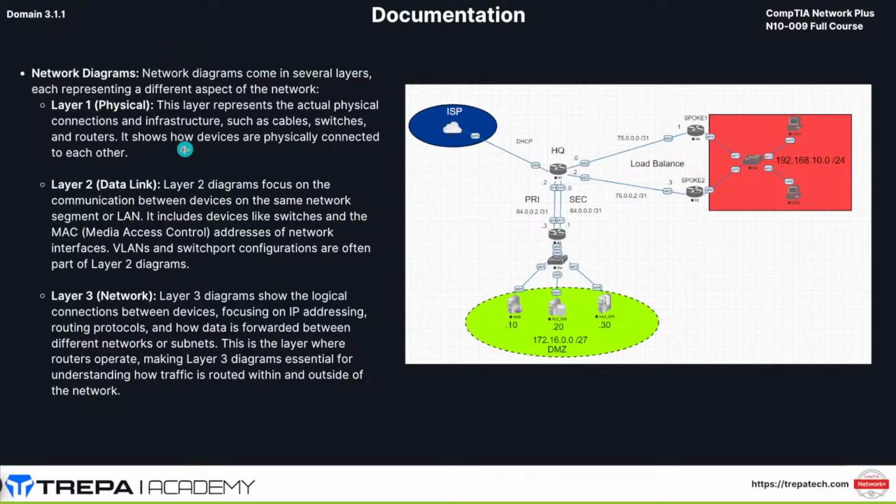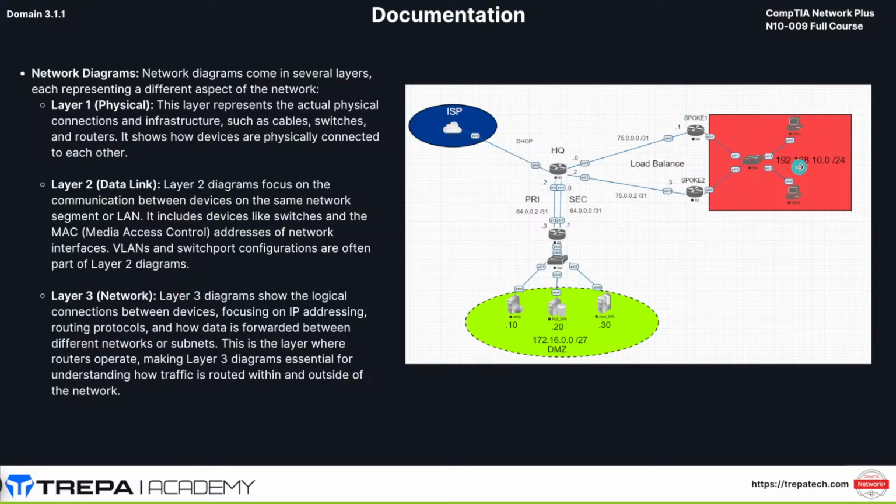So network diagrams come in several layers. Layer 1, the physical. Layer 2, the data link. So layer 2 diagrams focus on communication between devices on the same network segment or LAN. It's your layer 2, right? You're switching. Then layer 3 shows the logical connections between devices, focusing on IP addressing, routing protocols, and how data is forwarded. I kind of think when we make diagrams, you do all three pretty much, right?